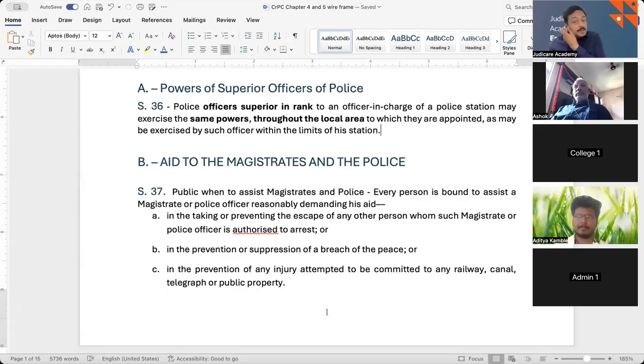Now, this whole CrPC is about having the best possible legal justice system for criminal offenses. In that, the role of the public, wherever they can come and help and be part of the criminal justice system, is also to be highlighted. From that same perspective, this aid to the magistrate and the police comes. So Section 37 roughly says it is mandated that everybody is bound to assist a magistrate or police for a reasonable demand. They cannot ask you to kill somebody, to shoot somebody, or to jump or climb a wall. Whatever reasonable you could do, you cannot deny.